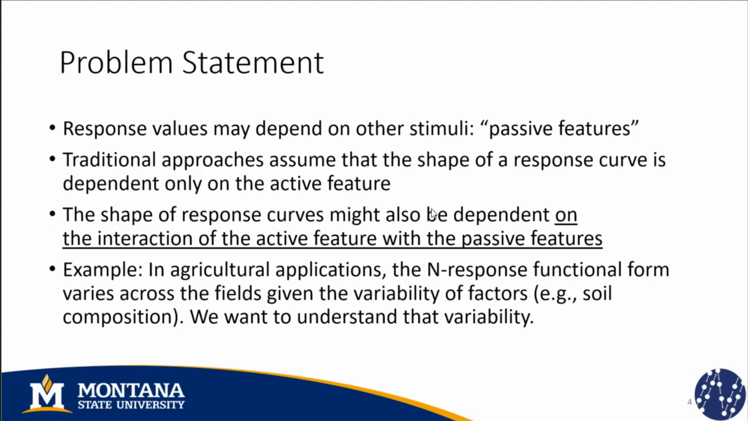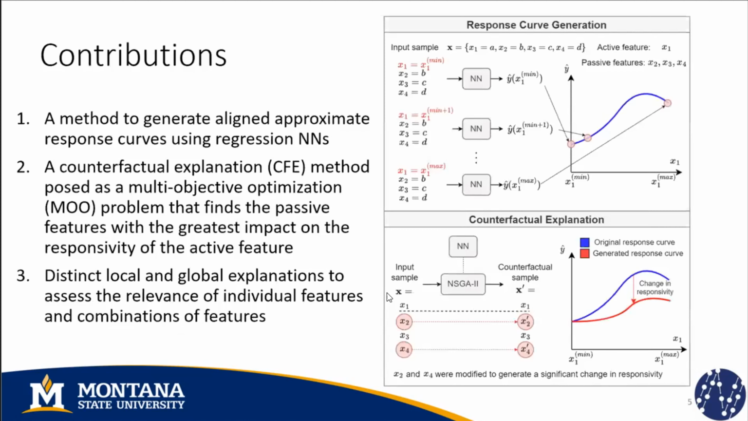So in this work, we will build on the statement that the shape of response curves may also be dependent on the interaction of the active feature with the passive features. For example, in agricultural applications, the N response functional form varies across the field given the variability of soil composition and other terrain characteristics. So we want to understand that variability.